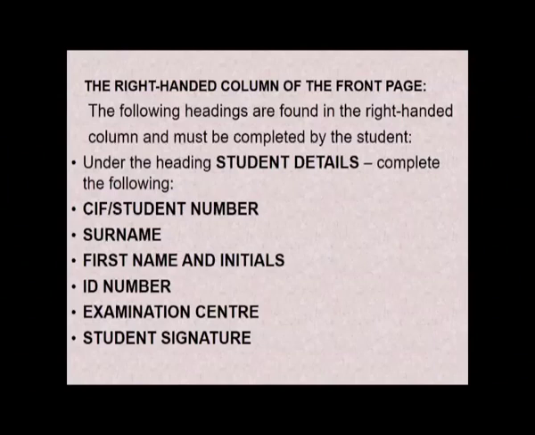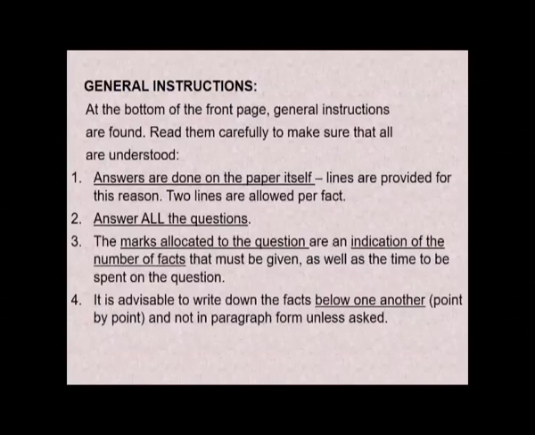In this right-handed column, we need your student number, your surname, your first name and initials. For instance, Margarita, Susanna, L, and your surname. ID number, examination center, student signature, and then just below this, which you have to complete, you are going to get general instructions. So read them carefully and make sure that they are understood.